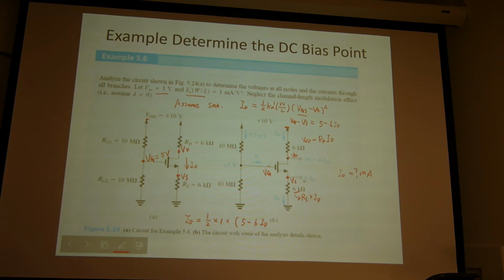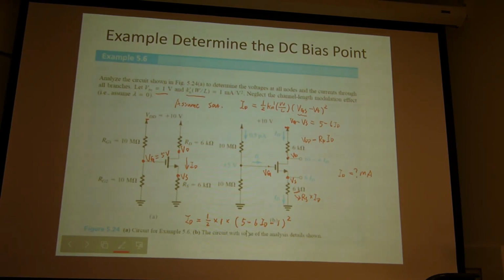So this is the Vs, and then minus Vt, the threshold, is 1 volt here. It's 1 volt here, and then square. So you look at this equation, you only have one unknown, that is ID. You can solve for ID.